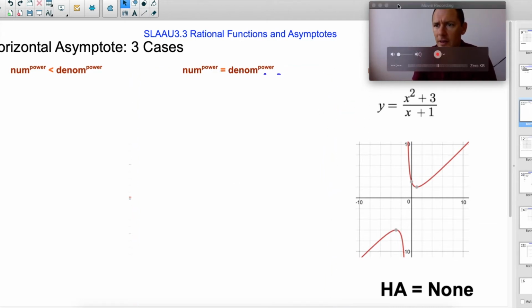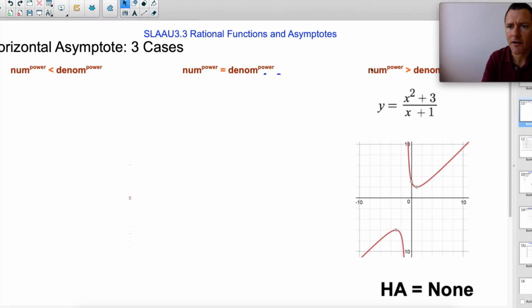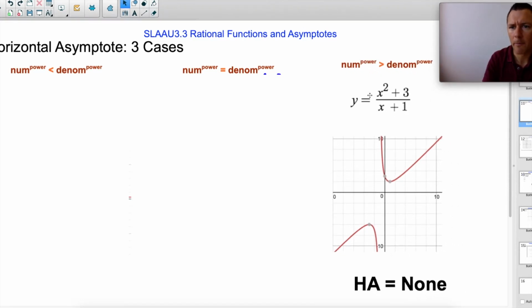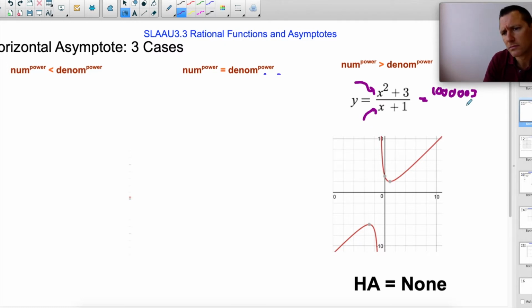Our last case, if I get my head out of the way, is with the numerator power being bigger than the denominator power. We don't see this often in the IB, but I just want you to see the same thing happens. If you put 1,000 in there and 1,000 in there, you get 1,000,003 in the numerator, something like that, and 1,001,002 or so in the denominator.